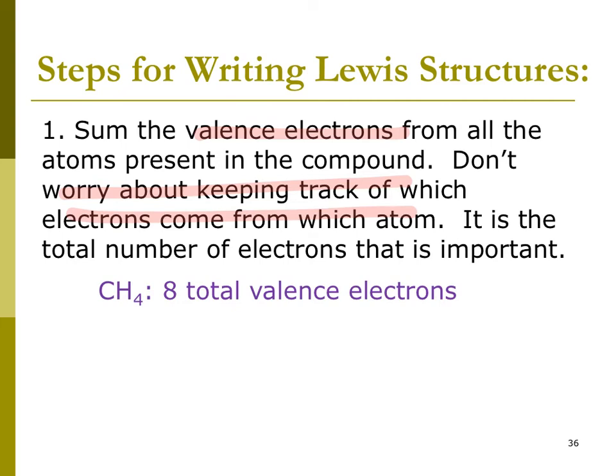In this example, carbon in the 4th family would have 4 valence electrons. Hydrogen in the 1st family would only have 1, but there are 4 of them. So for methane, we would have a total of 8 valence electrons. So we know the total number of electrons represented in the structure cannot be greater than 8 or less than 8.